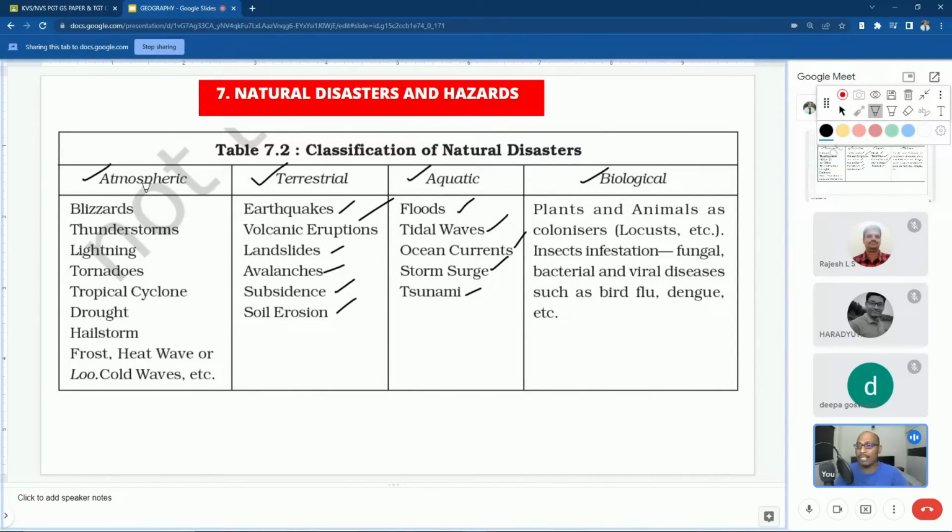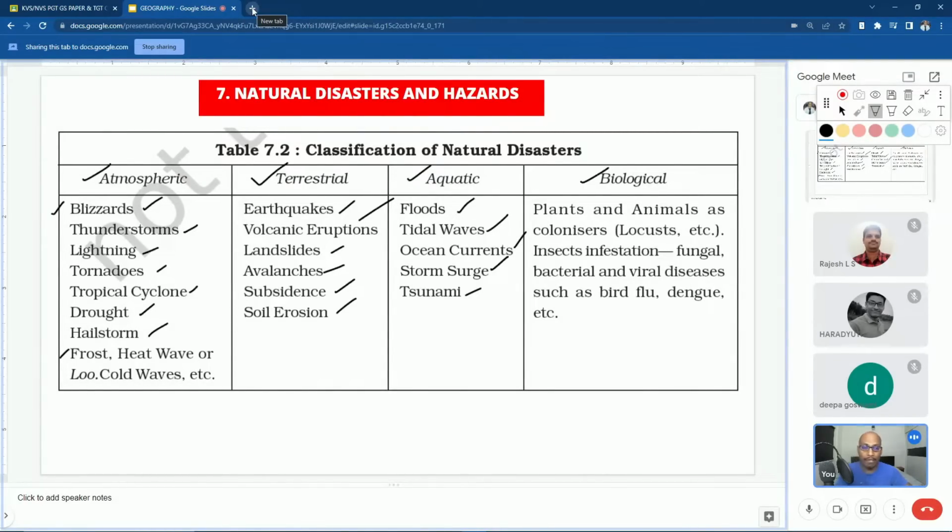Then atmospheric disasters, that is in the nature there are exosphere, thermosphere, all those are there. So from this, atmospheric disasters are blizzards, thunderstorms, lightning, tornadoes, tropical cyclone. You can see cyclones are part of atmospheric disaster. Drought, hailstorm, frost, heat wave or Lu, or cold waves. So these are the atmospheric disasters. Now two words might be causing a little confusion. One is under atmospheric, it is blizzards, and under terrestrial, the next one is subsidence.